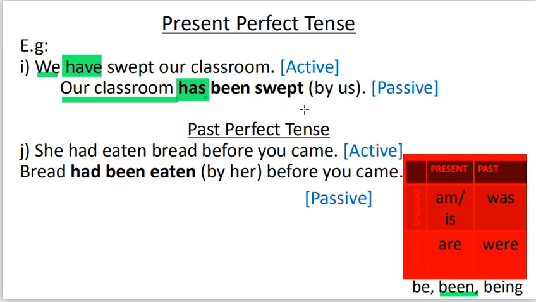Straight to example J. Example J is in the past perfect tense. She had eaten bread before you came. To change it to the passive form, bread had been eaten by her before you came. The passive voice in the past perfect tense is very simple. That is because we usually have the verb had, and we don't change it. Had in the active voice is also repeated as had in the passive voice.